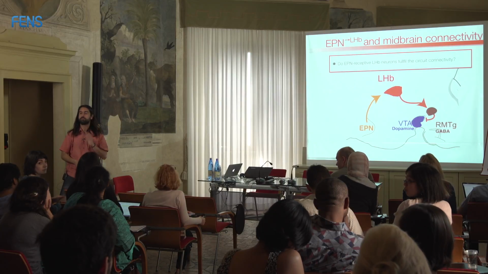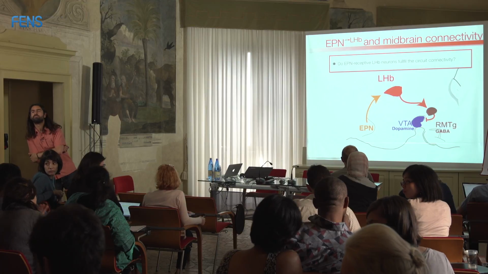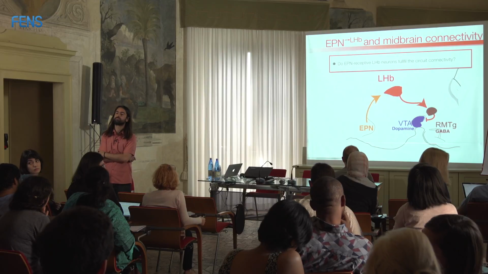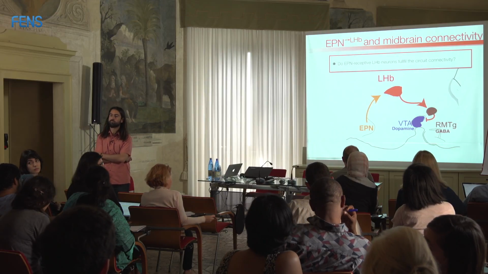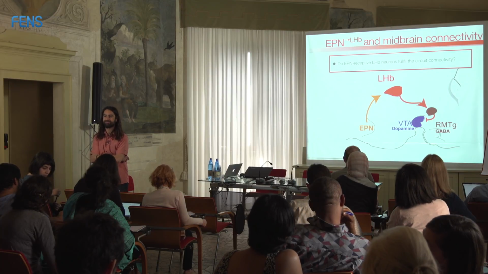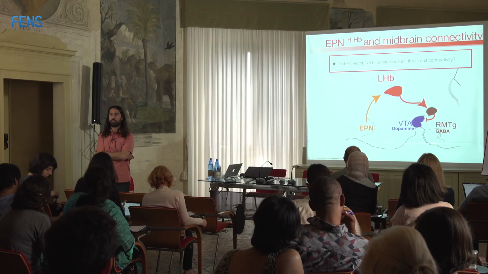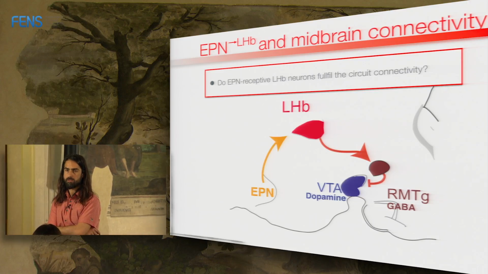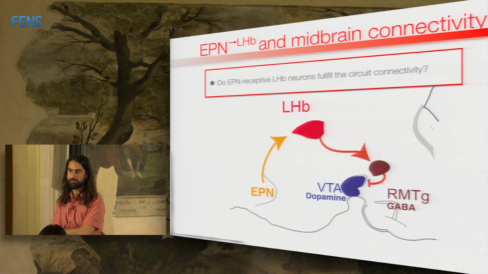Yes? So has it been confirmed that the LHB inputs to RMTg don't have collaterals to the VTA? Because I was under the impression from that rabies virus channelrhodopsin experiment that there might be collaterals. So in our hands, if we co-inject the retrobeads in VTA and RMTg at the same time, in two different colors, we do see almost non-overlapping populations.